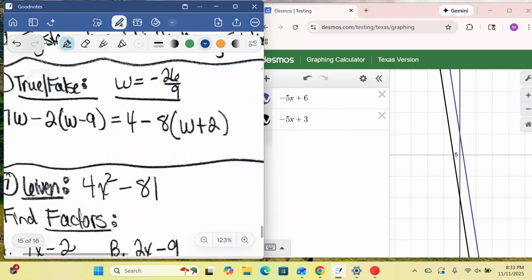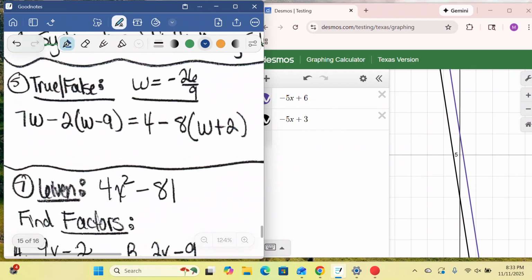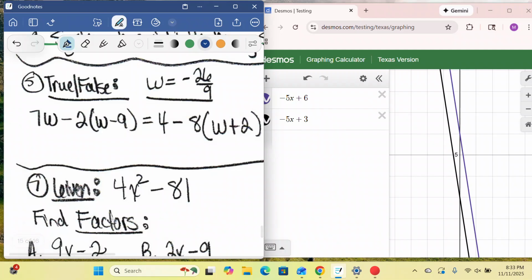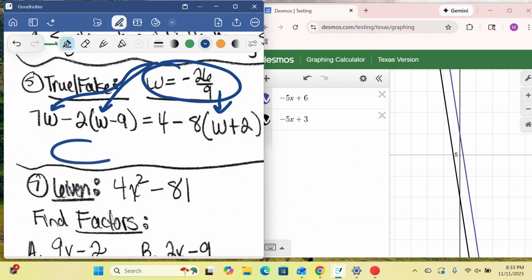Okay, the next one, as you can see, is just calculator skills. We're asking if the equation is true. And what this means is that we're just going to say W equals negative 26 divided by 9. And so anywhere where there's a W, I'm going to go ahead and put a negative 26 over 9. Remember, this side has to be equal to this side. So I'm going to draw my railroad tracks. I'm going to test the left side, and then I'm going to test the right side after that.